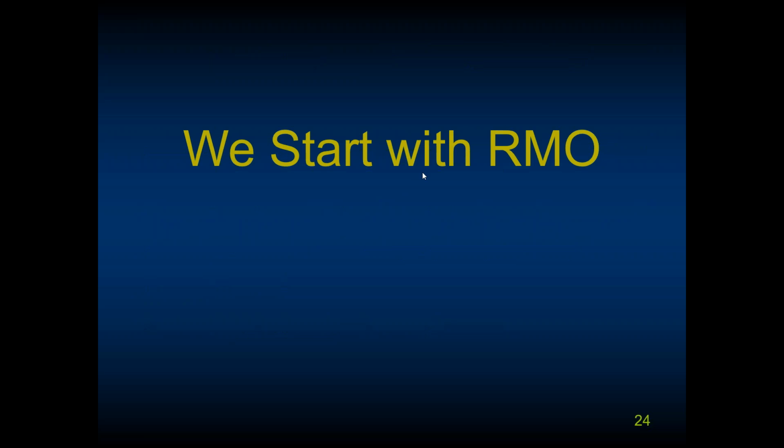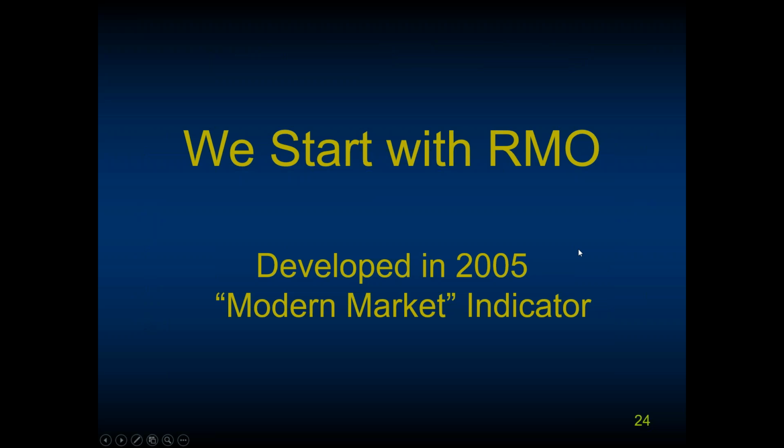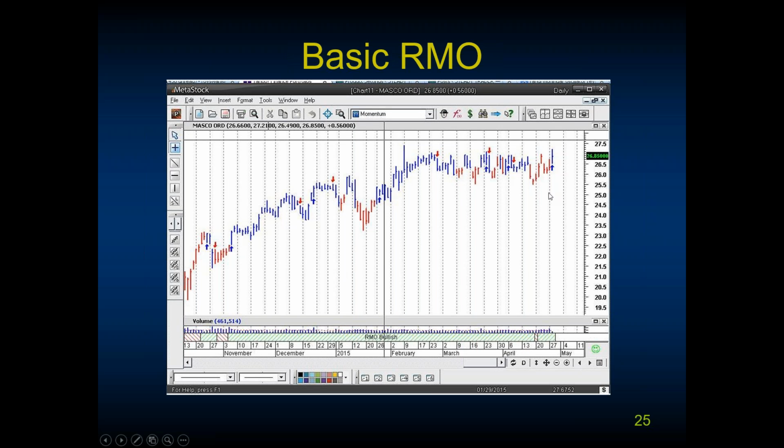That's why we start with RMO. If you're using Metastock, you probably know it's a big favorite at Metastock, and we love RMO mainly because it was developed roughly in the mid-2000s. It's a modern market indicator. It's one of the few that really was based on data that reflects the market since the advent of online trading and all the fundamental changes.